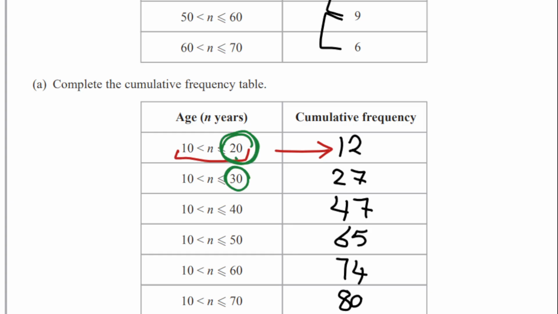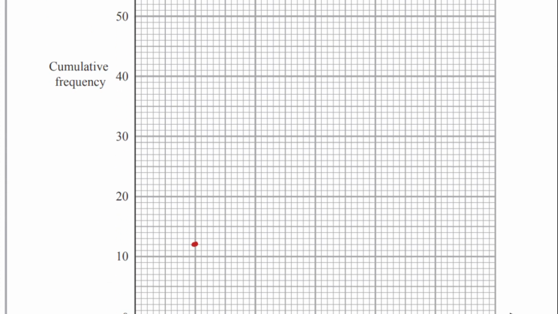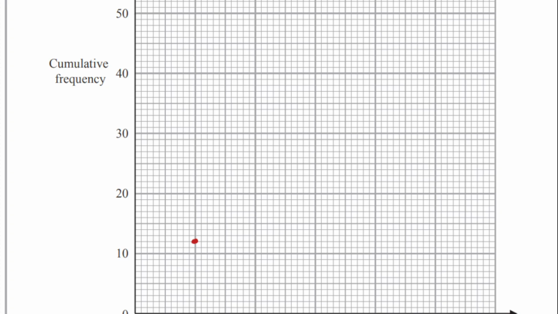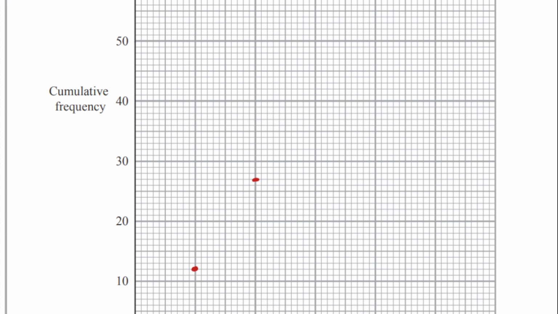On the second one, on 30, we represent 27. So let's do it. 30, 27. So this is 30 here. Where is 27? Now, this line is 25, 26, 27 is here. Next one is 40 and 47. So on the cumulative frequency is 47 and here is 40. So this is 40 and 40. Now this is 40 and 47.